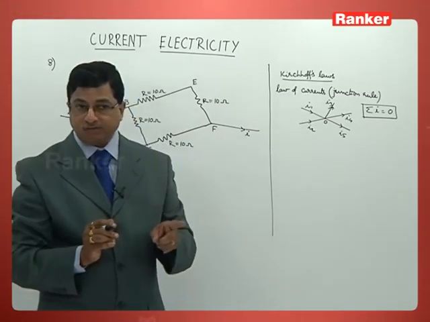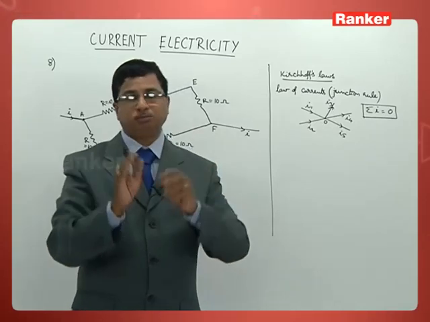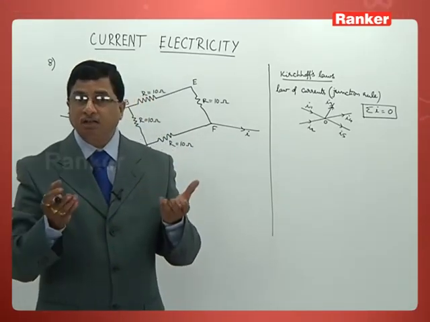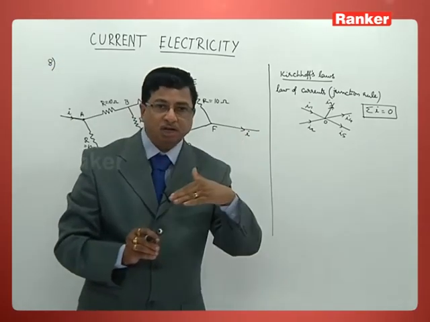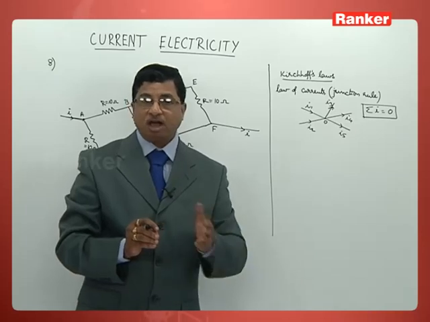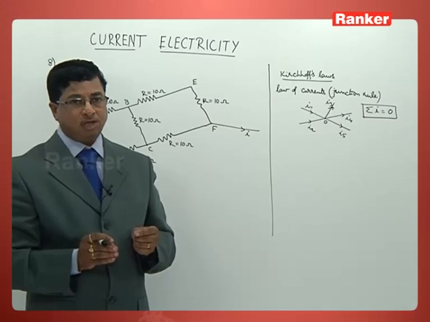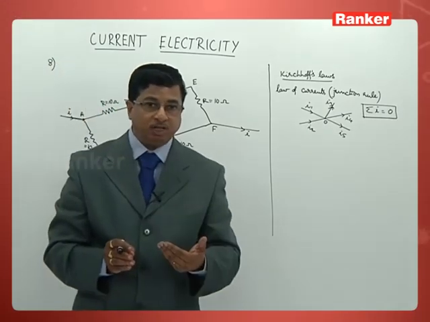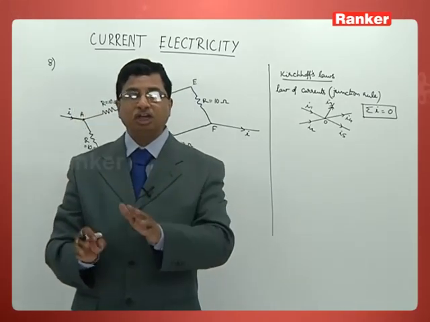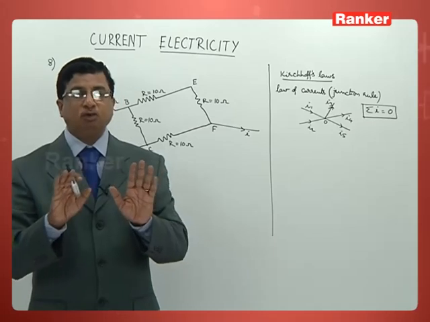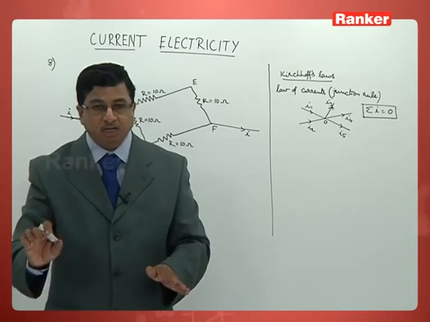Algebraic sum of currents across the junction in any circuit is 0. What do you mean by algebraic sum first of all? If I consider incoming current as positive, I should take outgoing current as negative. And you should understand straight away, if incoming is taken negative, then outgoing can be taken positive. That means there is no such restriction that this only should be positive, this only should be negative.